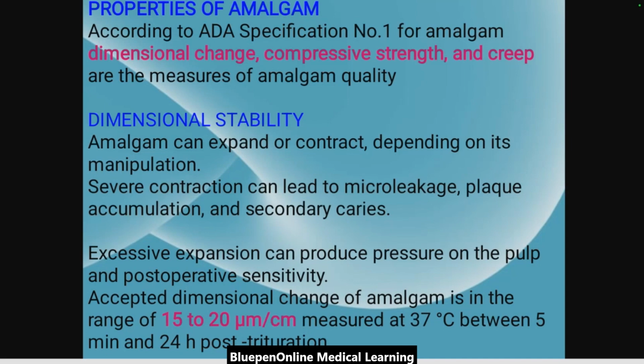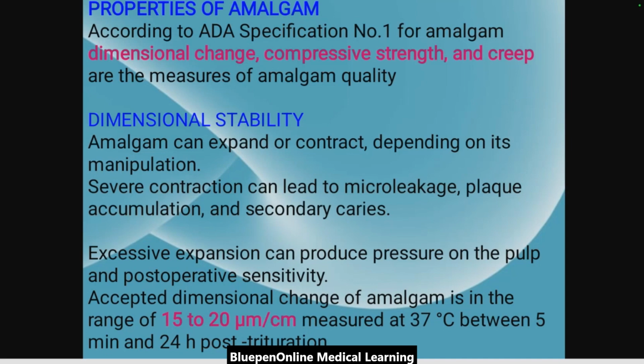Let's see dimensional stability first. So amalgam can expand or contract depending on its manipulation. Severe contraction can lead to microleakage, plaque accumulation, and secondary caries. When we are not using sufficient mercury, so that all the particles of the gamma phase are not coated with mercury, there won't be sufficient formation of gamma 1 phase. The matrix will be very less, the granular mix that we have seen last time in the diagram. So that will basically contract from the cavity walls.